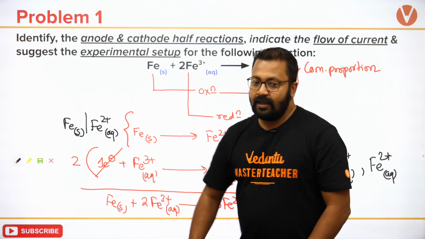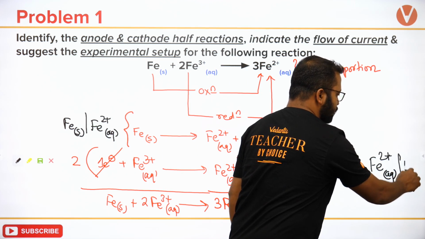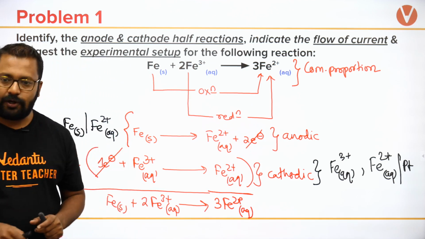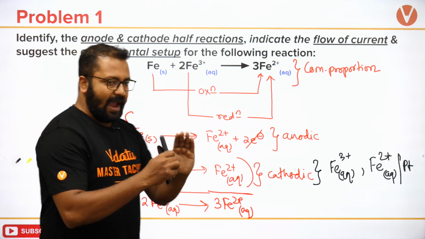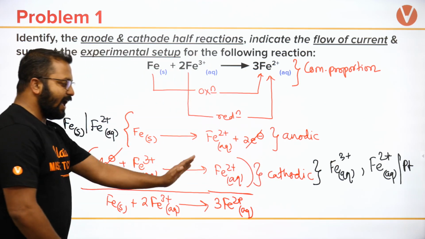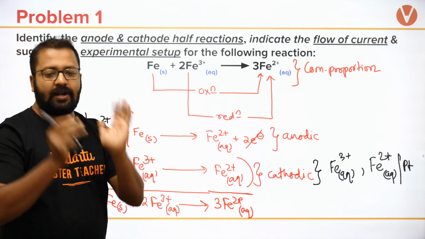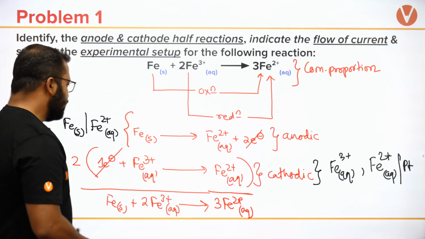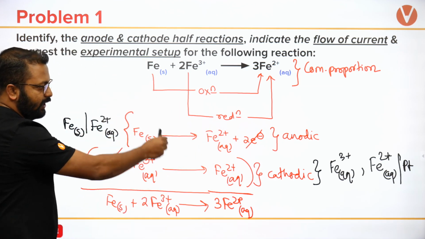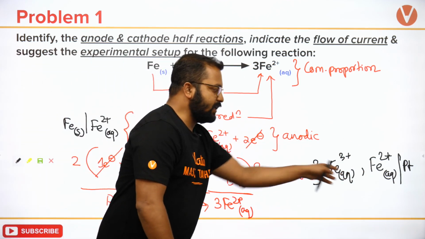aqueous, and to measure this I will put an electrode, platinum. To measure this I will put an electrode which is platinum, because it is an aqueous solution, we do not have an electrode. So what I will do is I will put a platinum electrode about which the reaction will take place. Okay, so the overall reaction will be this, two vertical lines followed by this.